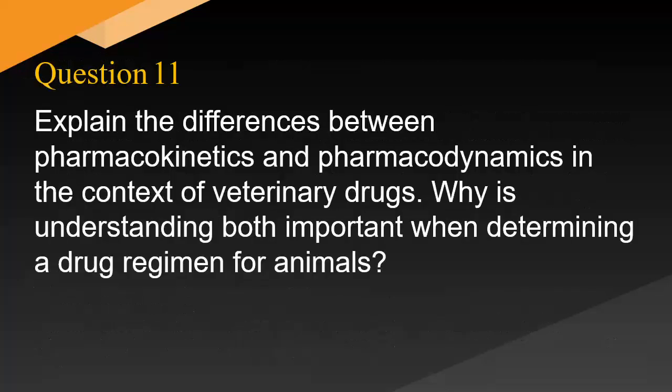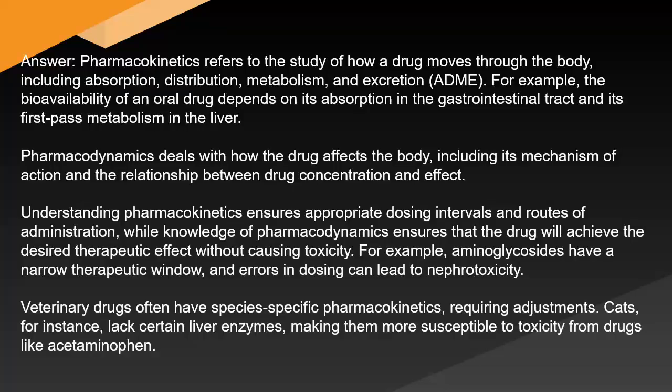Explain the differences between pharmacokinetics and pharmacodynamics in the context of veterinary drugs. Why is understanding both important when determining a drug regimen for animals? Answer: pharmacokinetics refers to the study of how a drug moves through the body, including absorption, distribution, metabolism, and excretion of the drug. For example, the bioavailability of an oral drug depends on its absorption in the gastrointestinal tract and its first pass metabolism in the liver.